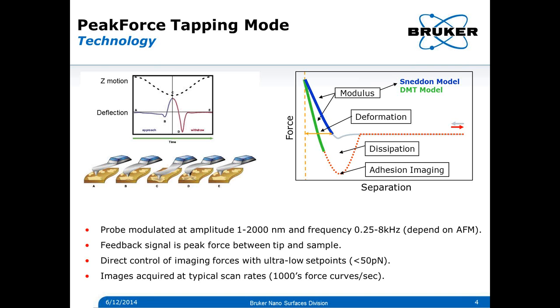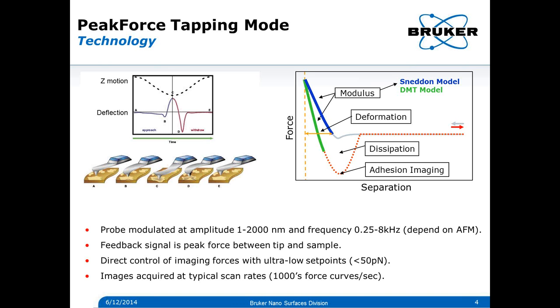Because PeakForce Tapping mode operates at higher frequencies, usually 1 or 2 kilohertz, we are essentially performing thousands of force curves per second. This allows PeakForce Tapping images to be acquired at traditional imaging mode scan rates and at a high pixel resolution.